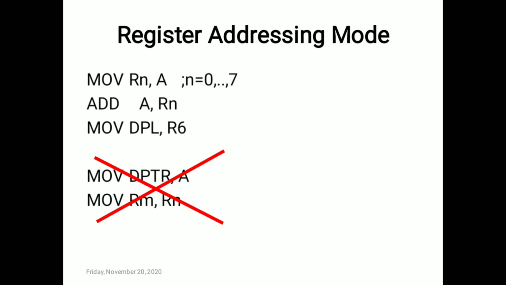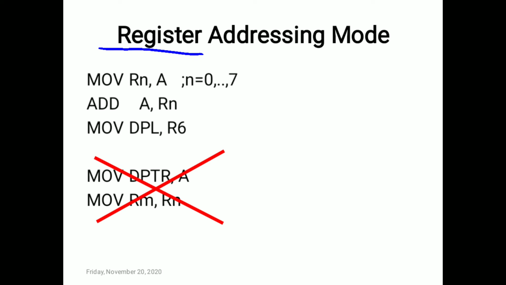The second addressing mode is register addressing mode. It specifies that the data is stored in a register and that is to be operated on. In the last mode, immediate addressing, data was given in the instruction directly. Here the data is given in the register, so it is called register addressing mode.